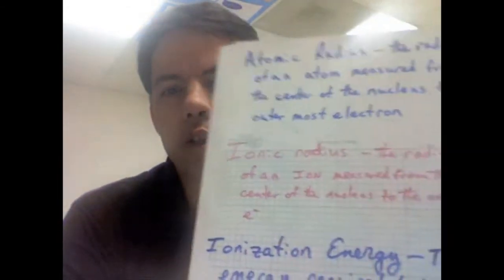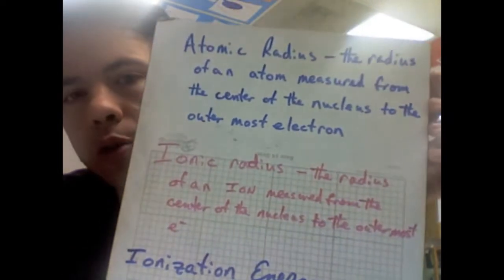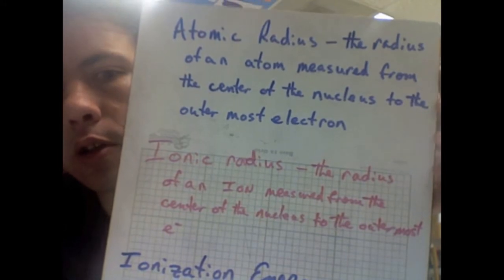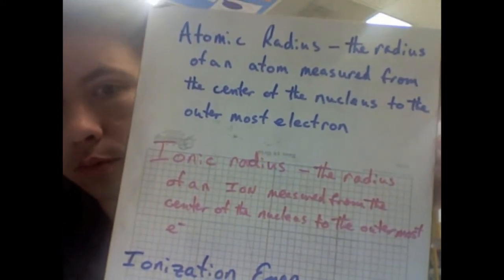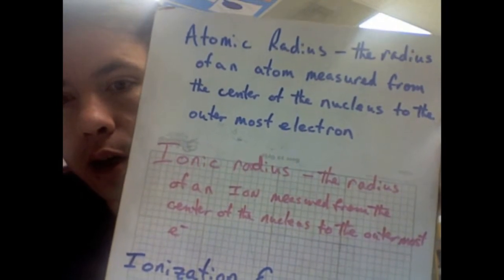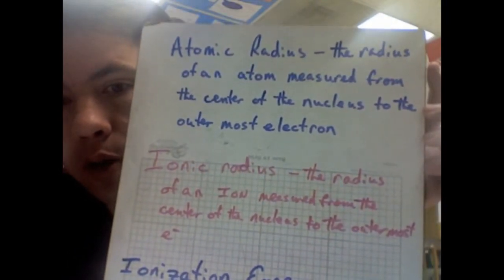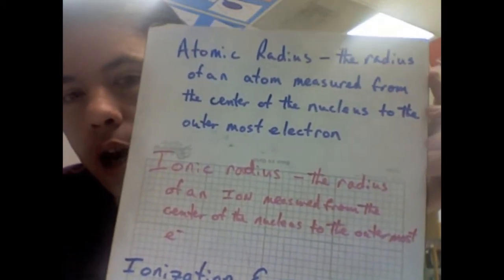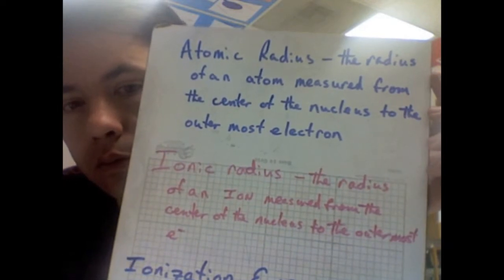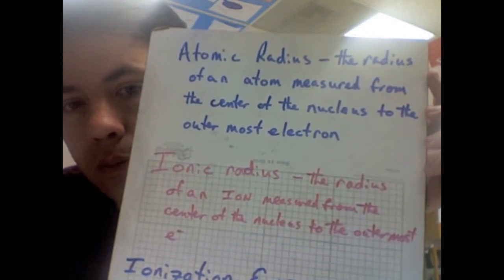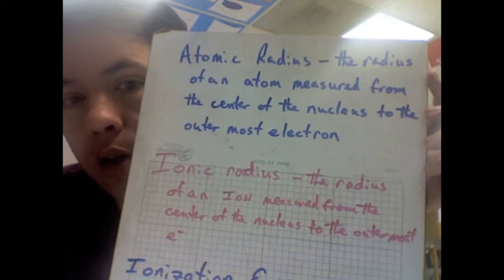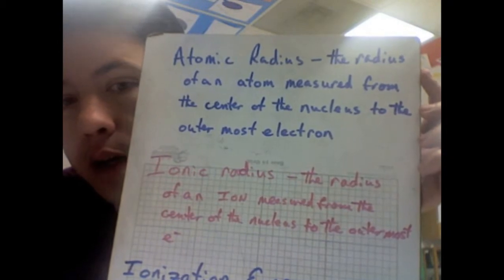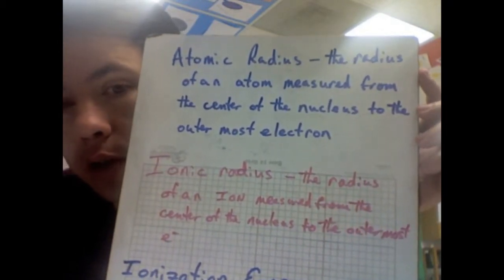Okay, here are some real quick definitions for those things that we just put in our composition book. The first one, atomic radius, is the radius of an atom measured from the center of the nucleus to the outermost electron. The ionic radius is the radius of an ion measured from the center of a nucleus to the outermost electron. Now remember, what's the difference between an ion and an atom? Okay, correct. An ion has lost or gained electrons and now has an electric charge. So ions are atoms that have lost or gained electrons and have an electric charge.